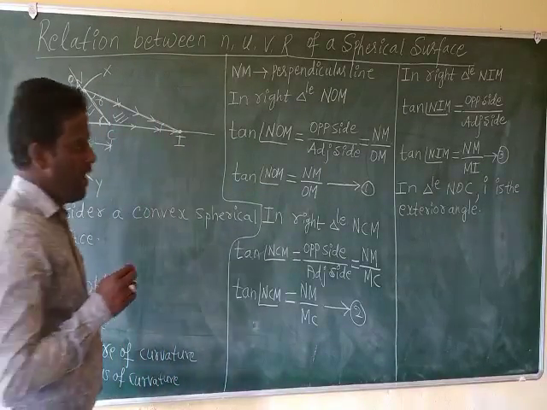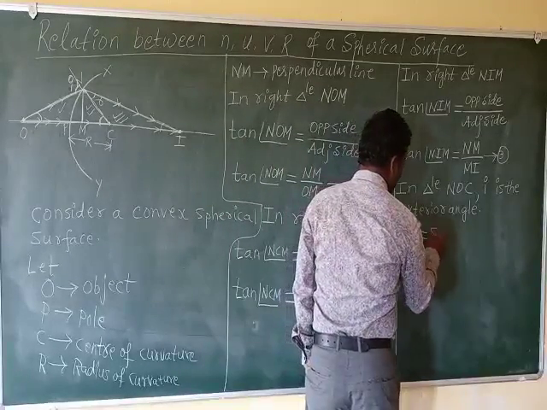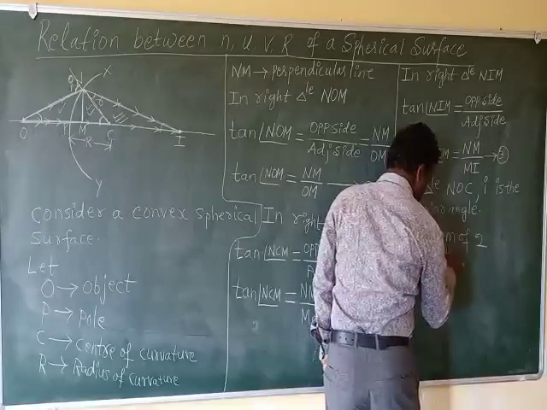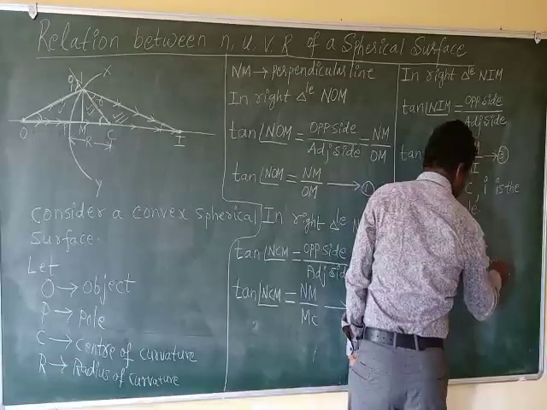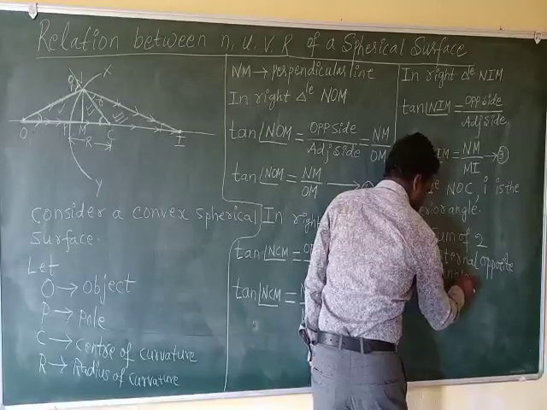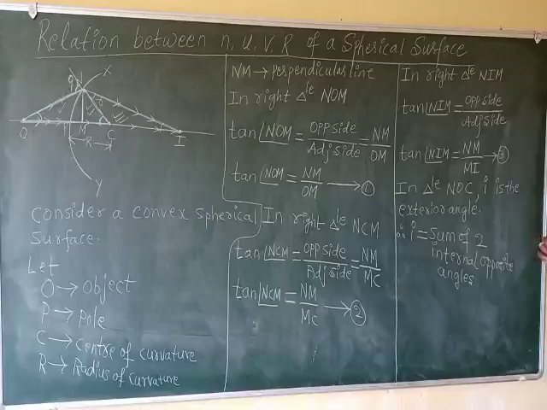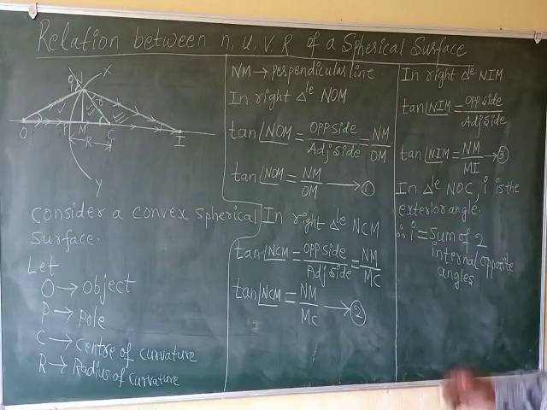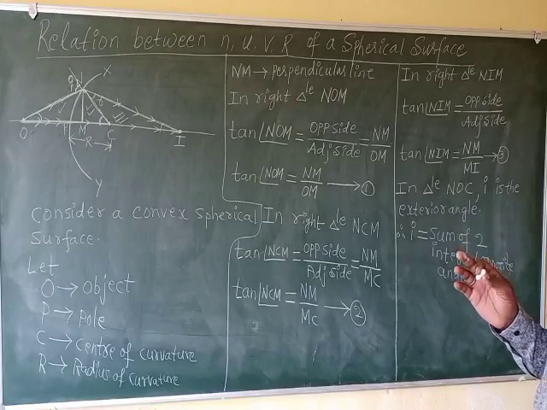So remember, always exterior angle. Therefore, I equals the sum of two internal opposite angles. So this external angle is always equal to the sum of two internal opposite angles. Which is the external angle here? I is the external angle of NOC.